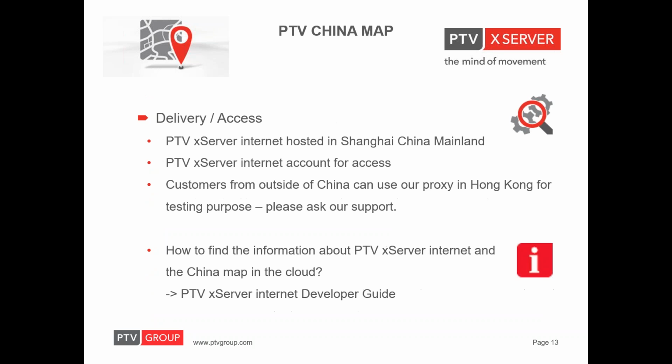So I can show you. The map is hosted in X-Server Internet in China mainland. It has to be hosted in China mainland because the map cannot leave the country. On-premise use is also not possible because we have only one license for this one deployment. So in other words, what we offer is a service. We do not offer data. Exactly, exactly.